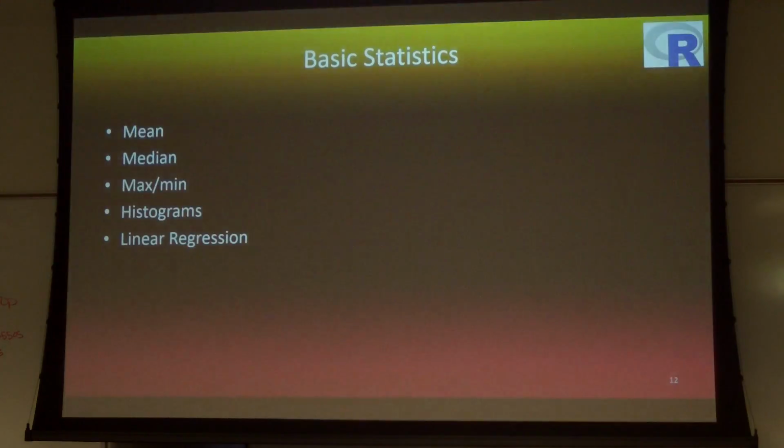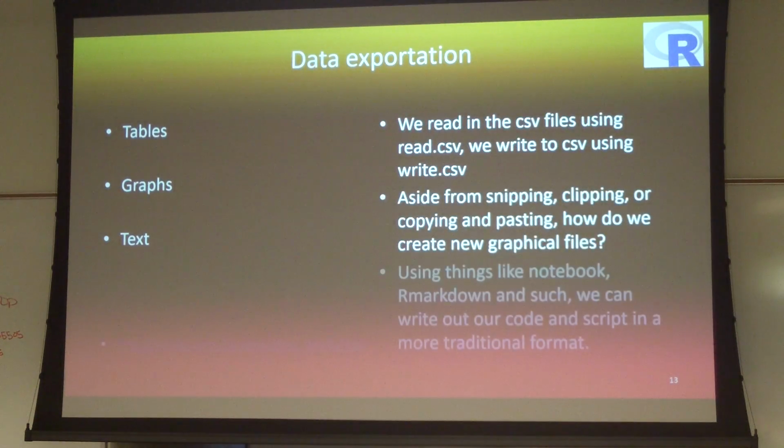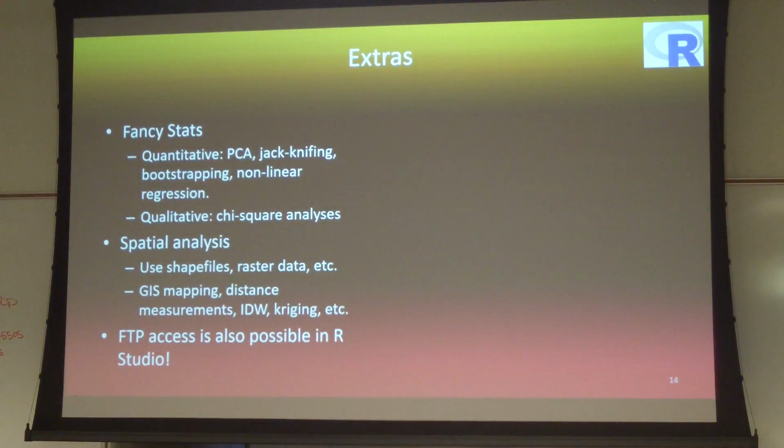There are a lot of other things that we can do beyond this. There's a bunch of fancy stuff that I won't go into, but these are some things I have done in the past and I'm still doing. So you can do quantitative stuff like principal component analysis. You can do jackknifing, bootstrapping. Nonlinear regressions are all possible within R. Qualitatively, you can do chi-square analyses and use qualitative data within R like you would SPSS or SAS. You can even do spatial analysis. You can use shape files like you would in ArcMap.